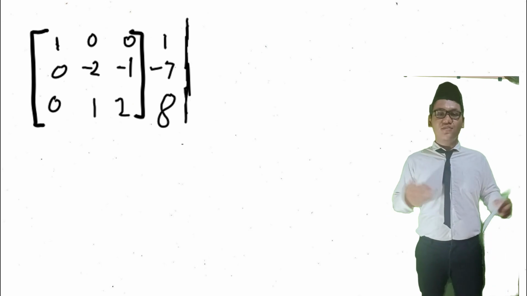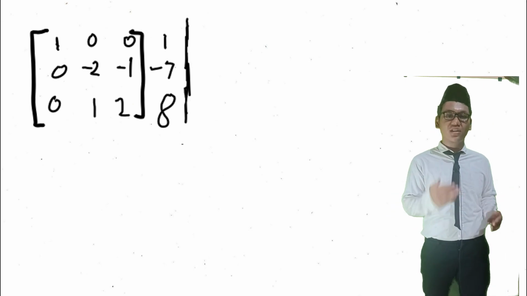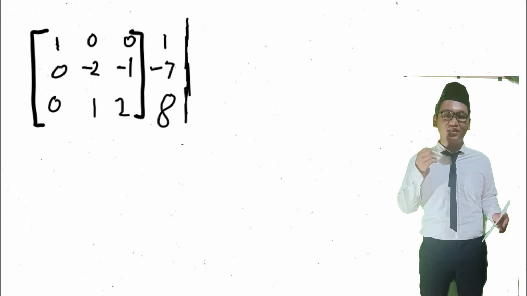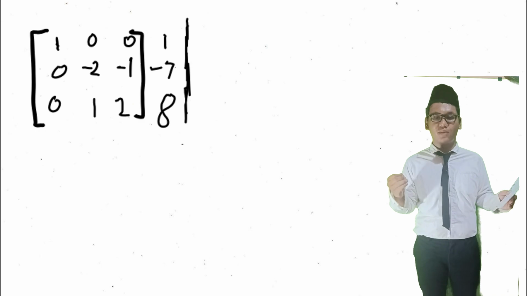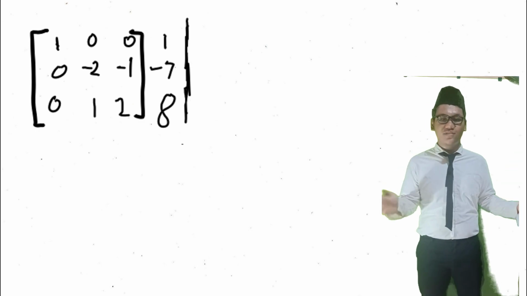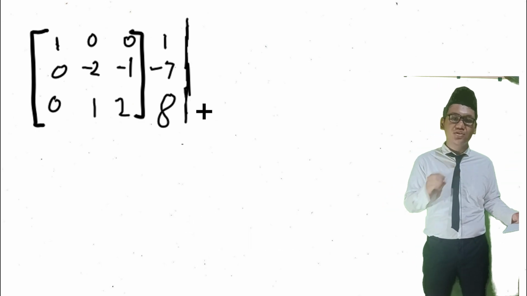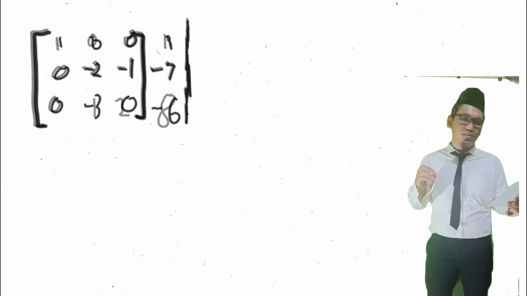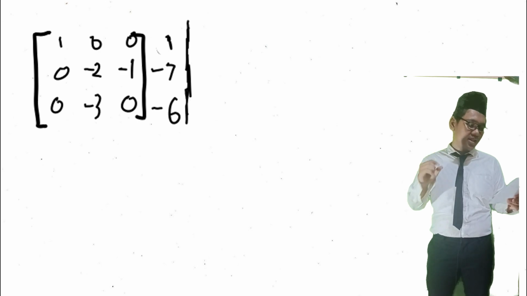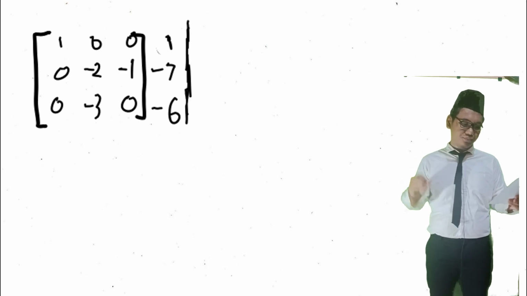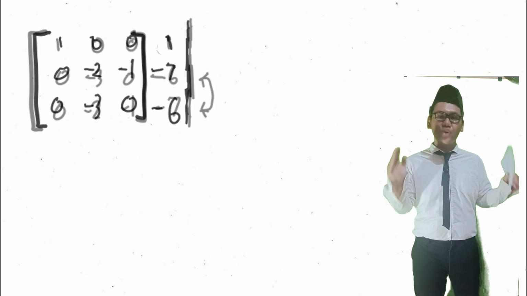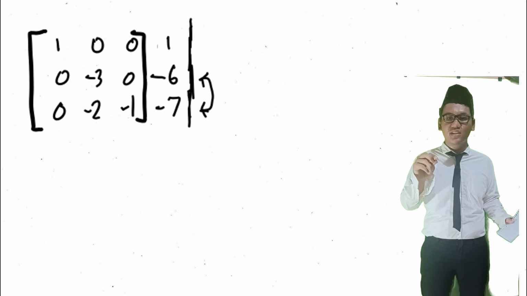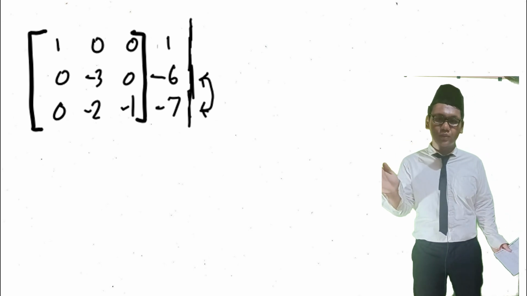As we can see, the first row has met the condition of the Gauss-Jordan method. So we just need to change the value of the second and the third row to solve this problem. The next thing I do after this is subtracting the third row with 2 times the value of the second row. So the new value of the third row is 0, minus 3, 0, and minus 6. After this, I swap the second row with the third row. So the third column of the second row could be 0.